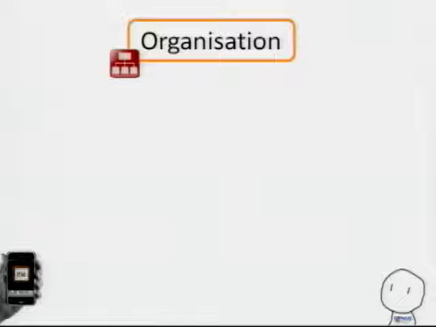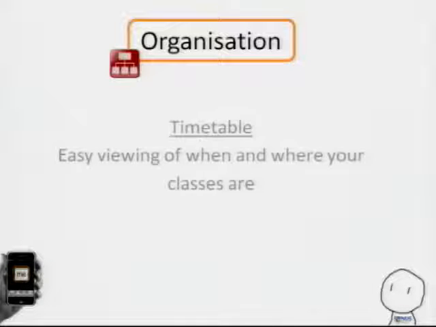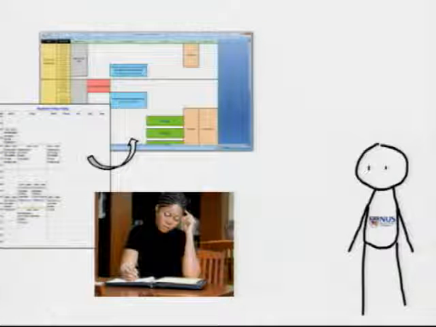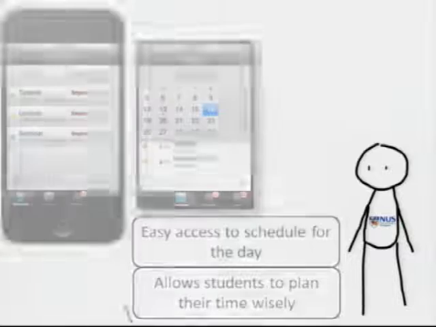Okay. So for organization, the timetable, now we have a problem with the timetable, which is like what I illustrated earlier on. You have to either manually do it or carry around hard copies, right? So for organization, the timetable, we provide easy viewing of when and where the classes are. So how do we illustrate this? Okay, this is a problem that Henry faces.